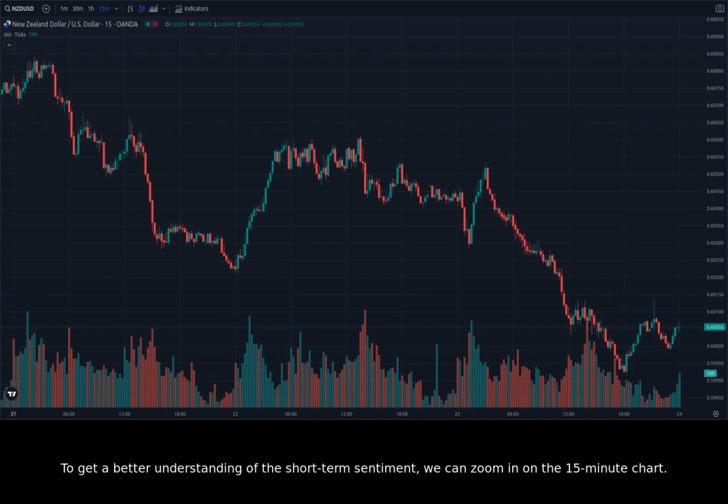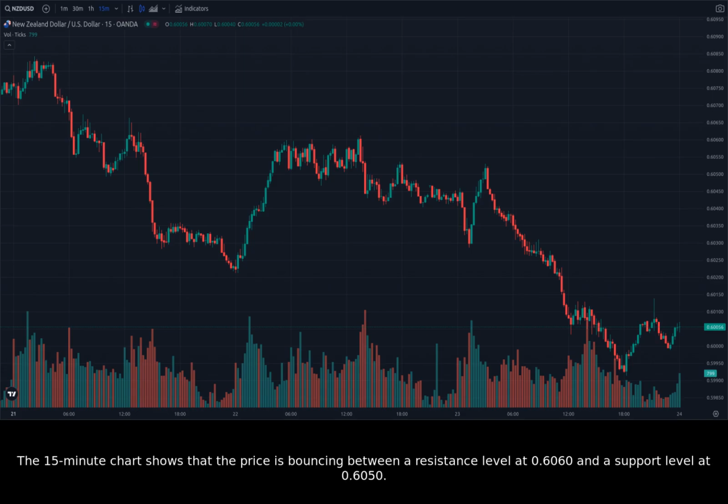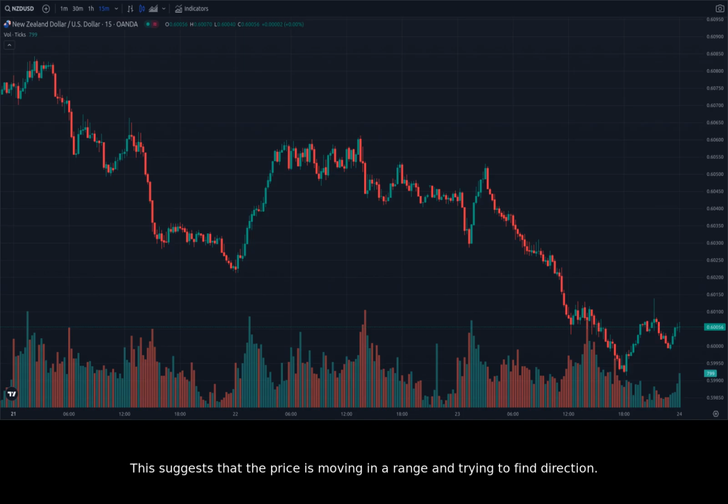To get a better understanding of the short-term sentiment, we can zoom in on the 15-minute chart. The 15-minute chart shows that the price is bouncing between a resistance level at 0.6060 and a support level at 0.6050. This suggests that the price is moving in a range and trying to find direction.